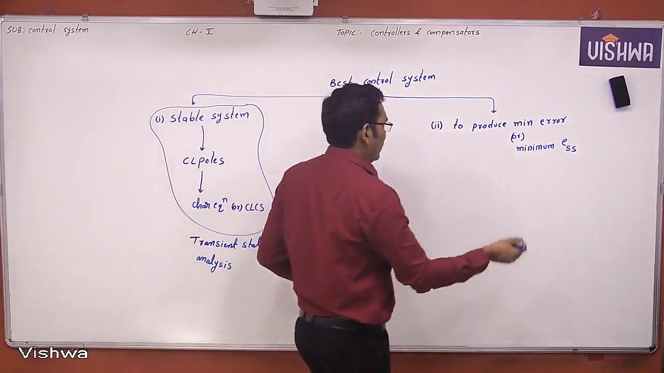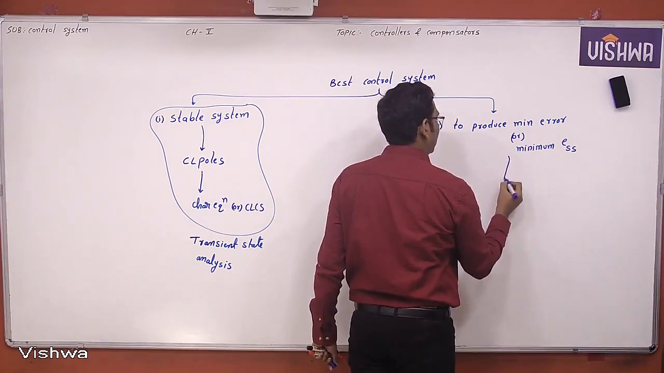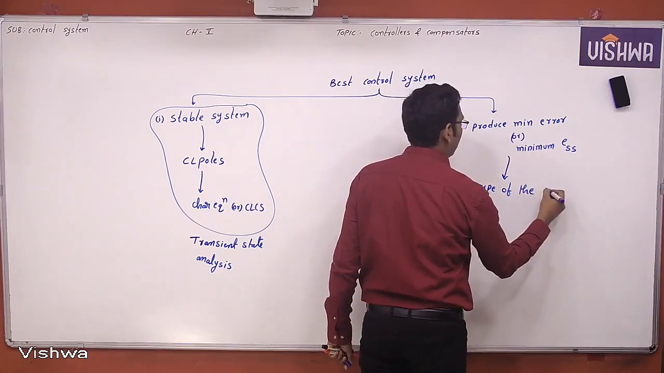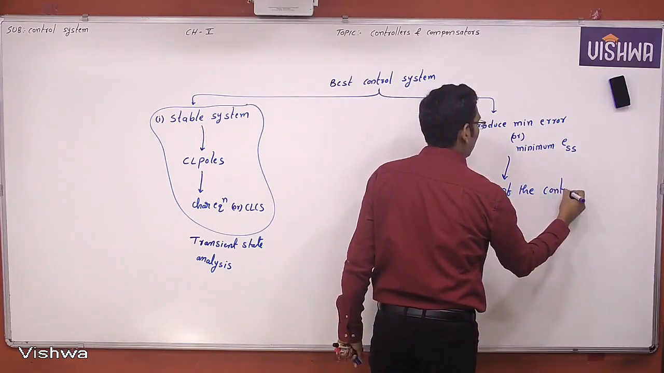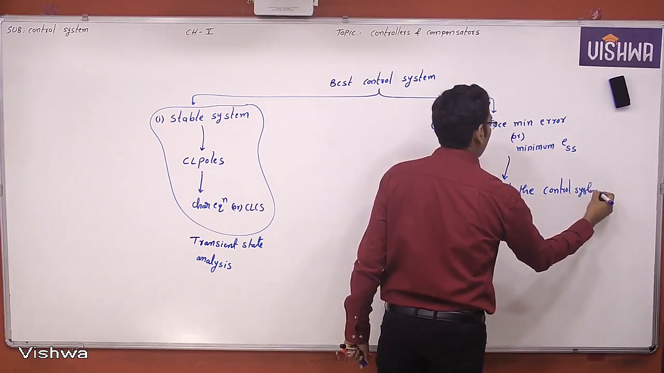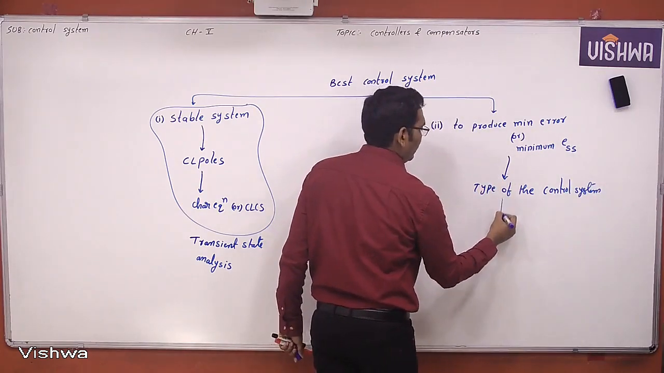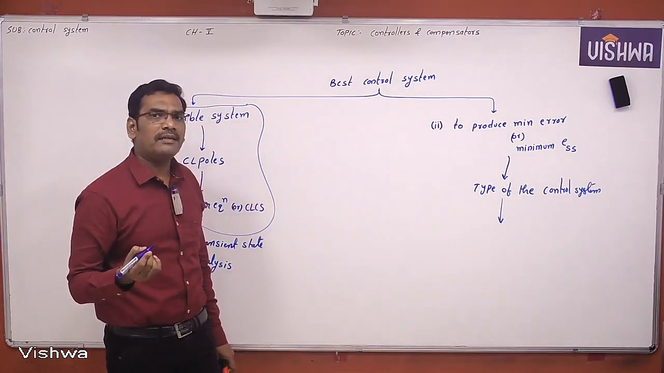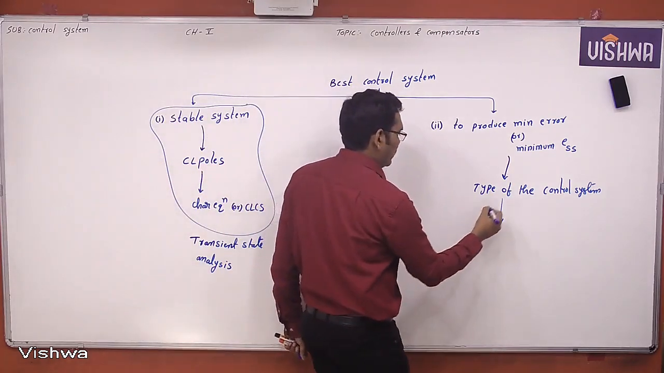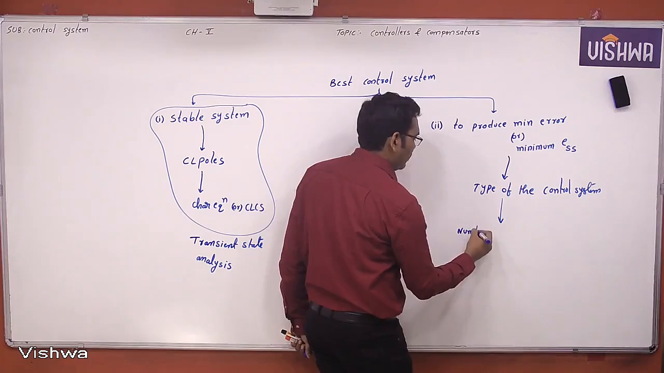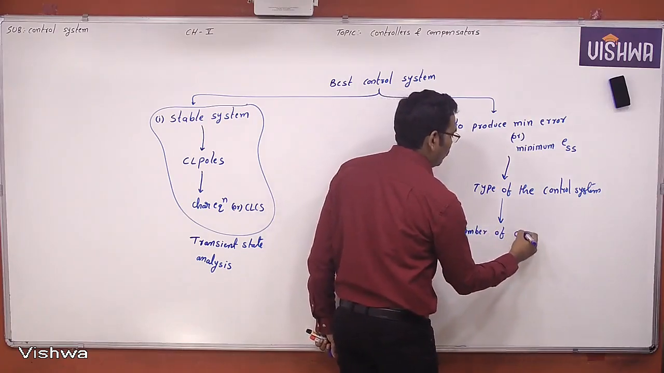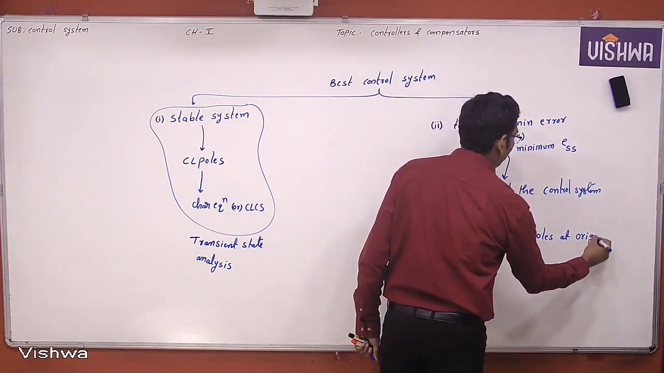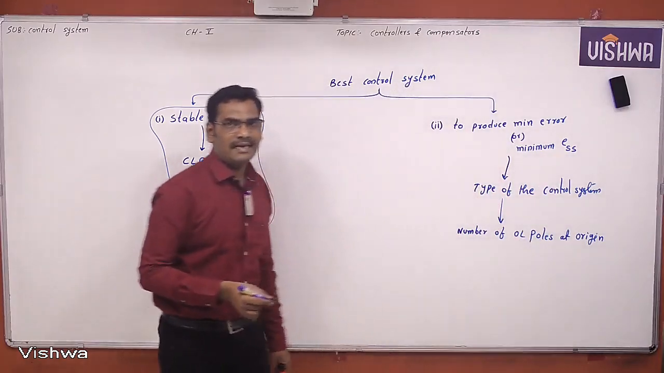You know that the steady state error depends upon the type of the control system. Where can you get the type? Type is the parameter which is obtained from the open loop transfer function. Type is nothing but the number of open loop poles at origin. The number of open loop poles at origin is called the type. Is it right or not?